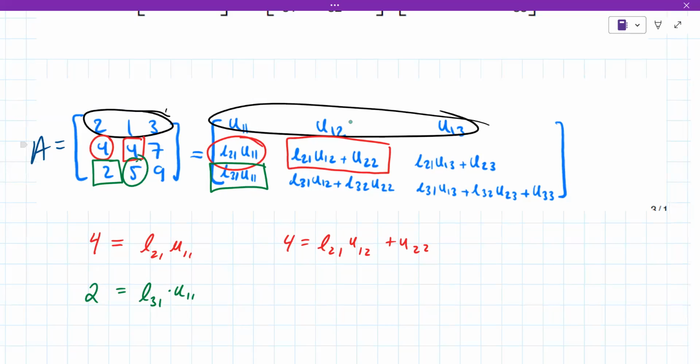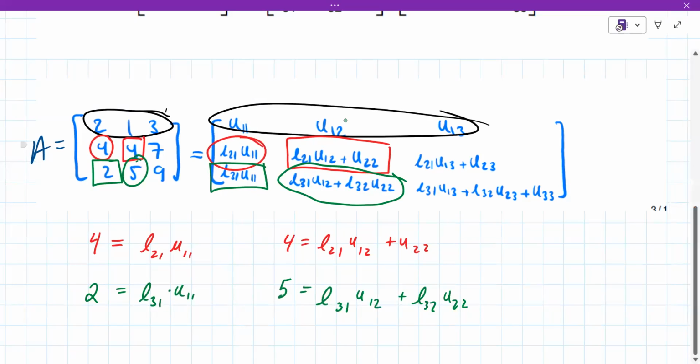Okay, so here's another one. Circle equals circle. 5 equals L31 U12 plus L32 U22. Is that okay? Kind of. No, but how do you multiply it, or do you just keep it like that? No, we're going to solve this. I'm just setting up the equations. I'm just setting them up. Okay, okay.